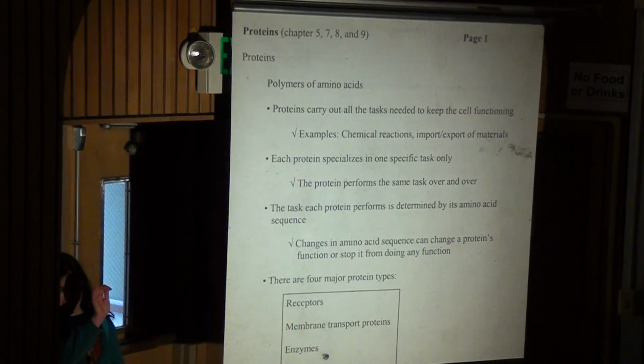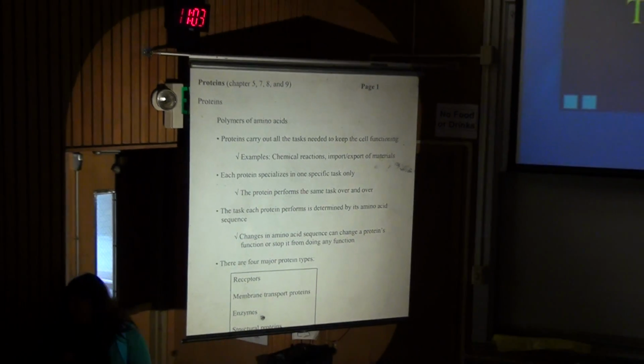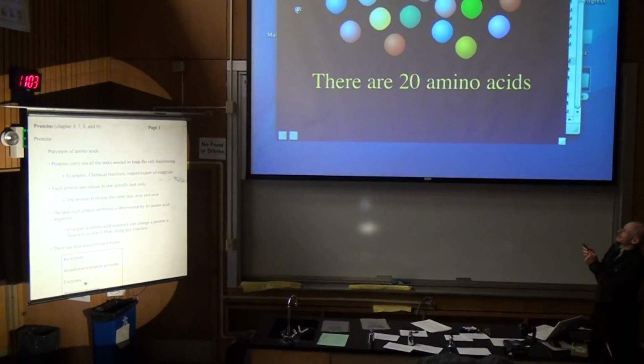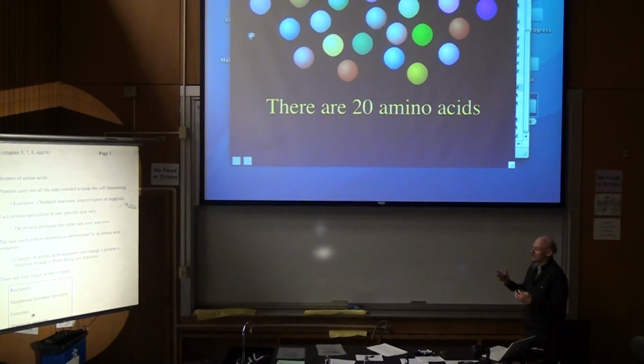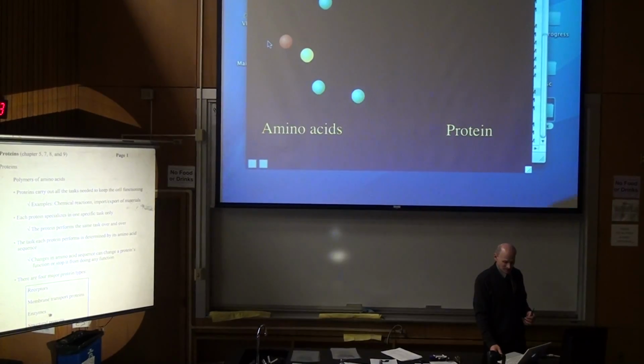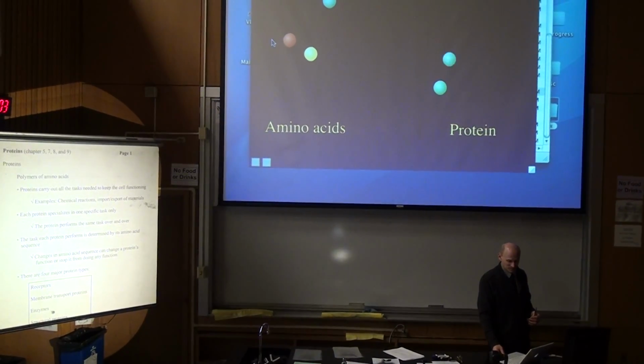There are 20 different types of amino acids that are going to represent like 20 different colored balls here. So a protein is a bunch of those amino acids all put together, like this.